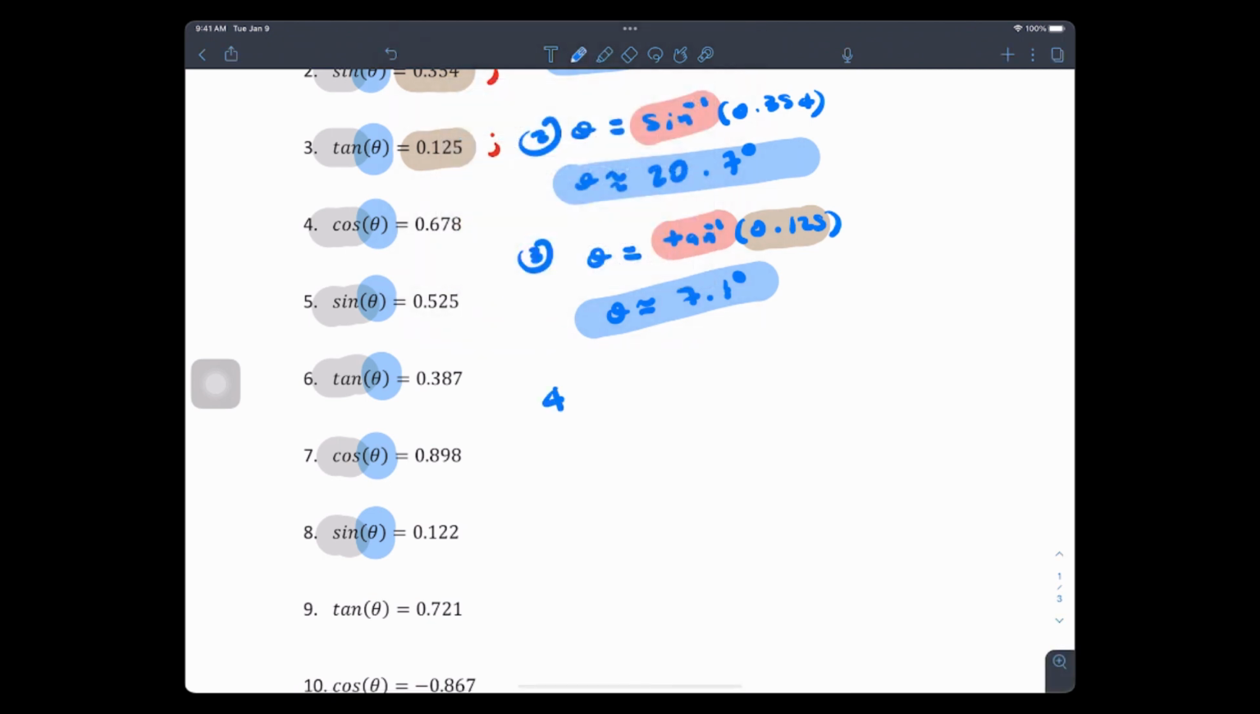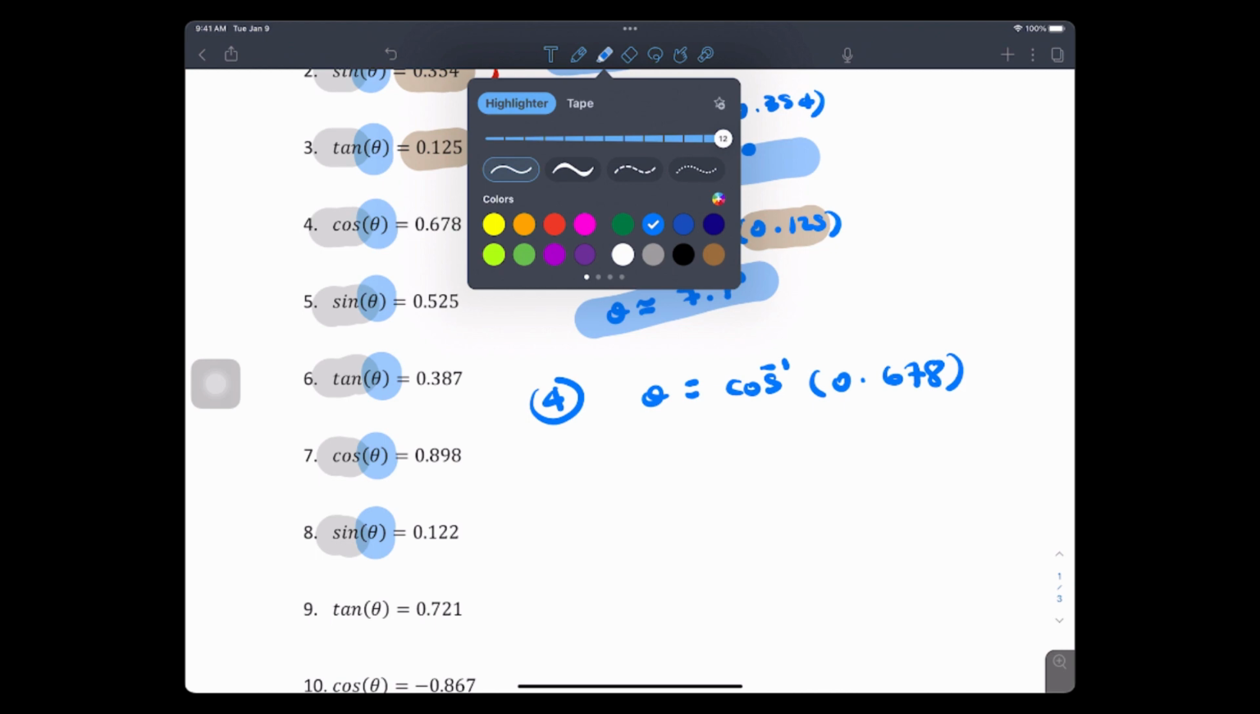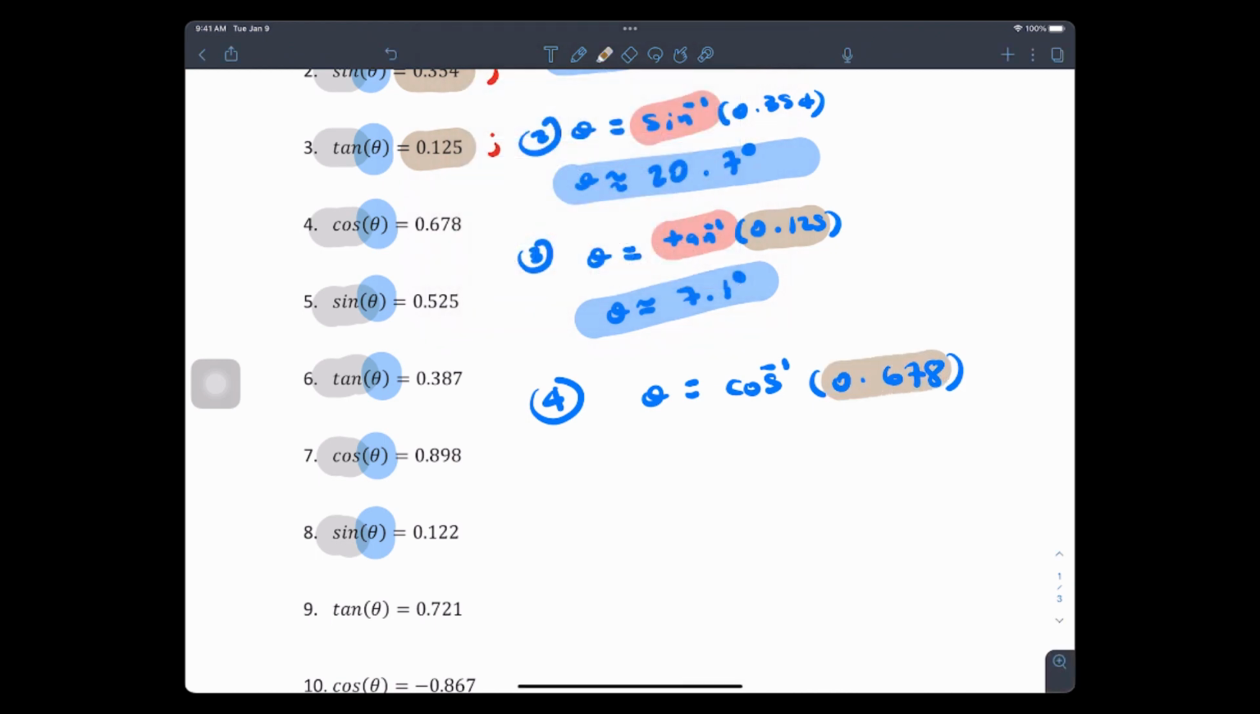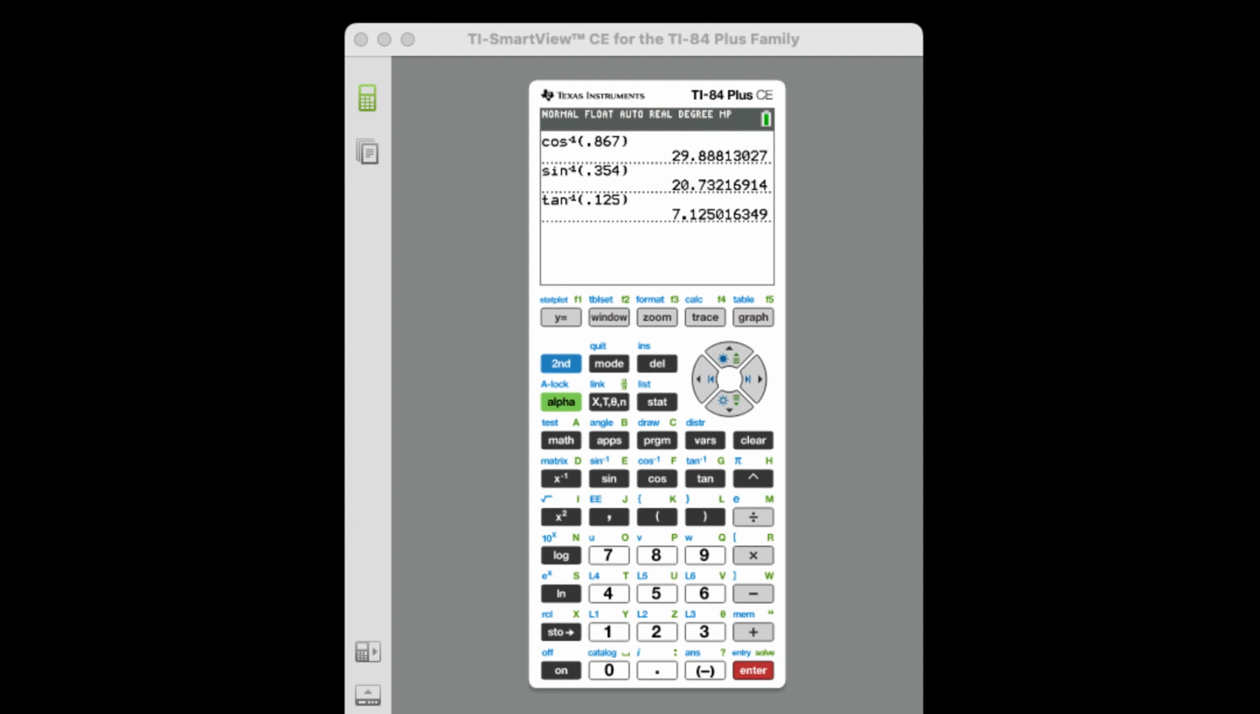And number four, you're back to the starting point. So in other words, we're going to have inverse cosine for number four of 0.678. So this is inverse cosine. So in the TI, again, second, inverse cosine, 0.678. So it's 47 point something degrees. 47.3 degrees here.